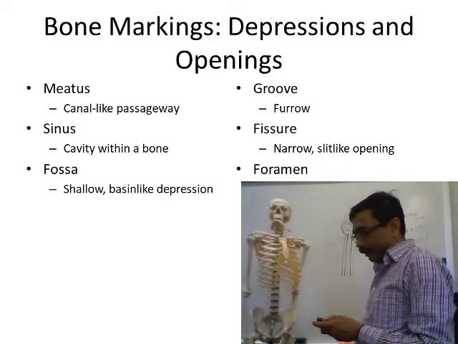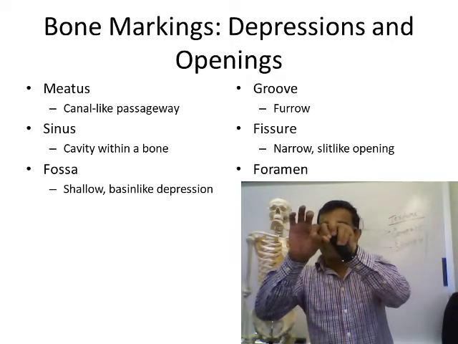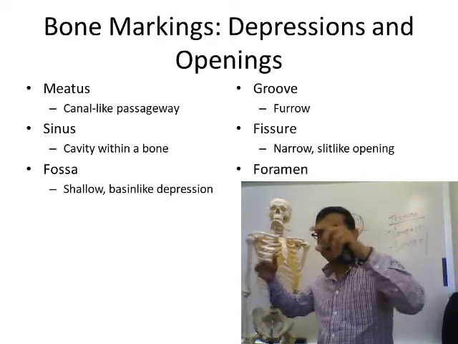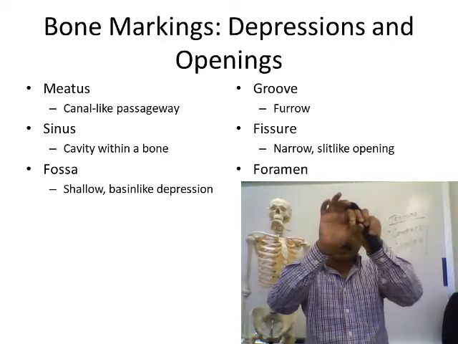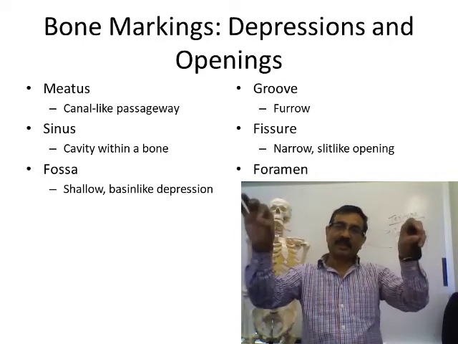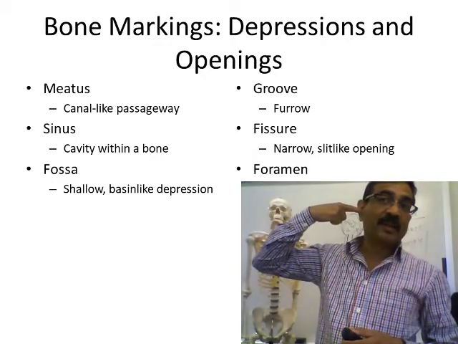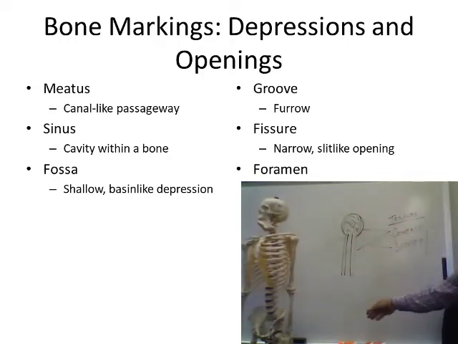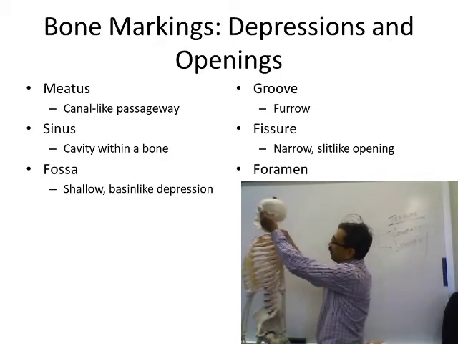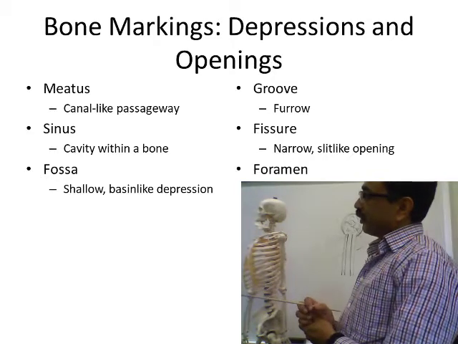Meatus. Meatus is a canal-like passageway. Sometimes you drive and you pass through tunnels, right? If it is like a tube or tunnel inside the bone, that is termed a meatus. Example, external acoustic meatus. You see here, this is the external acoustic meatus, so it's going in like a tunnel.